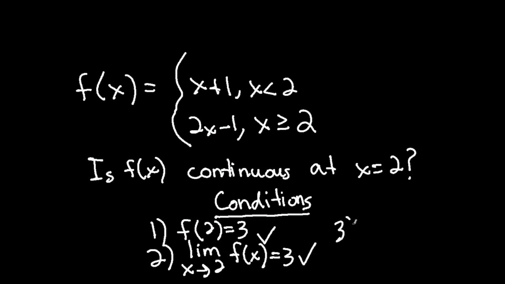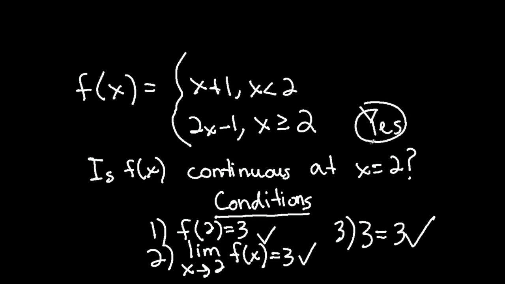And the third condition basically says if the first two conditions exist and they're equal to each other, then the third condition is satisfied. So f of 2 is equal to 3, and the limit as x approaches 2 of the function is also equal to 3. So we can just say that 3 is equal to 3. So we know that all three conditions are satisfied, and therefore f of x is continuous at the point x equals 2. So our answer is yes, f of x is continuous at x equals 2.